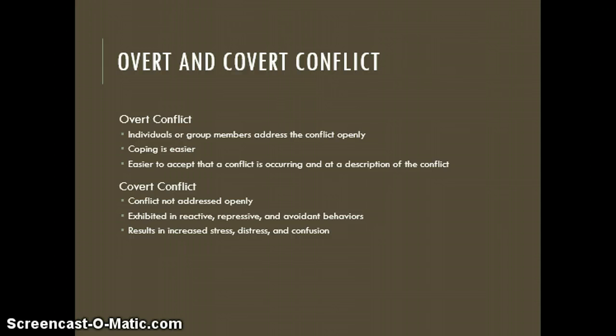We can also have covert conflict. This is when the conflict is not addressed openly. The conflict is exhibited in reactive, repressive, or avoidant behaviors by the individuals involved in the conflict. Covert conflict actually increases stress, distress, and confusion among the members that are experiencing the conflict.